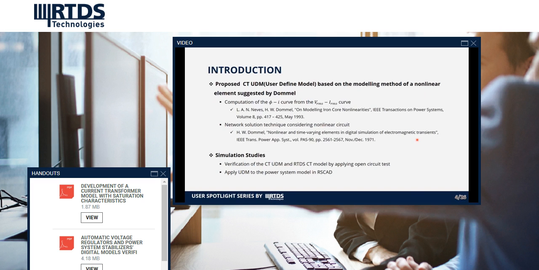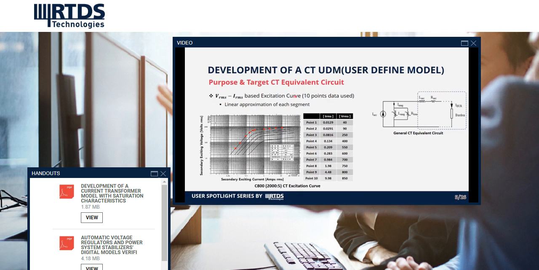I made reference to "Unmodeling iron core nonlinearities" and "Nonlinear and time-varying elements in digital simulation of electromagnetic transients" to develop the CT UDM. The developed CT UDM was verified by open circuit tests, and its performance was tested in a power system modeled in RSCAD. The purpose is to develop a model that accurately reflects the Vrms-Irms data entered.